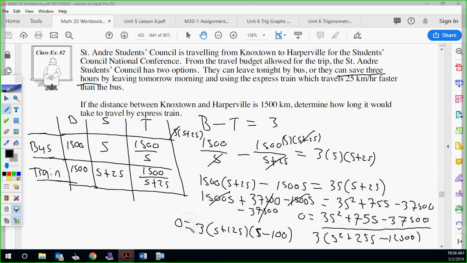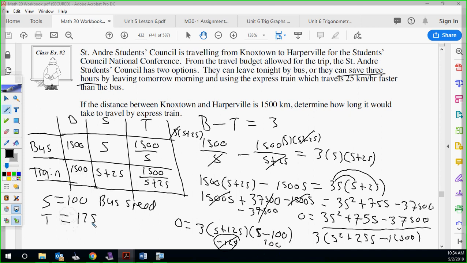So what are my answers? Negative 125 and 100. But what do we do with negative 125? We reject it because we're talking about speed. My speed can't be negative. Yeah, Evan? 75S, yeah. 3S times S, 3S times 25. So 3S times 25 is 75S. Good question. The reason being is because S is 100. That is the bus speed. The train speed is going to be 125. That's where the 125 comes from.